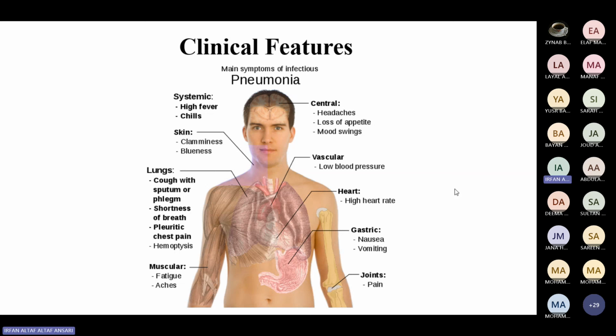And you will have the other symptoms of infection like fatigue, muscle pain, joint pain, nausea, vomiting, because the patient has high inflammation and fever. Other associated symptoms with the fever: you might have a high heart rate, and if the patient has a very large area of the lung involved, he might have tachypnea or dyspnea, and headache. So these are all the features of pneumonia.